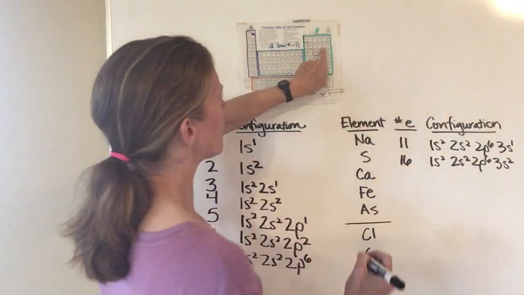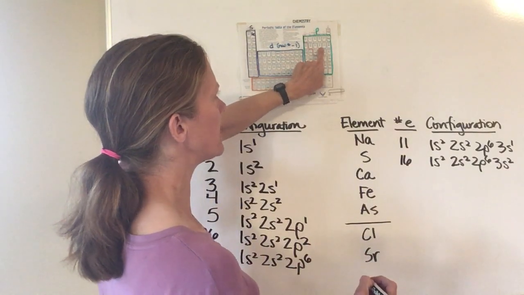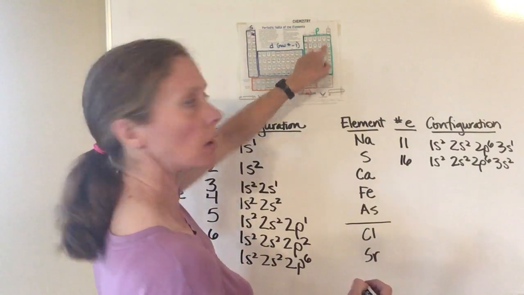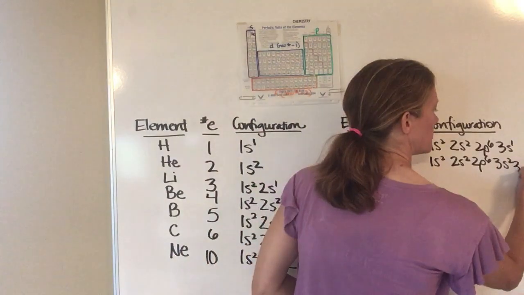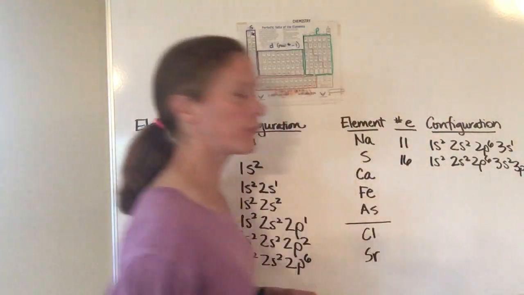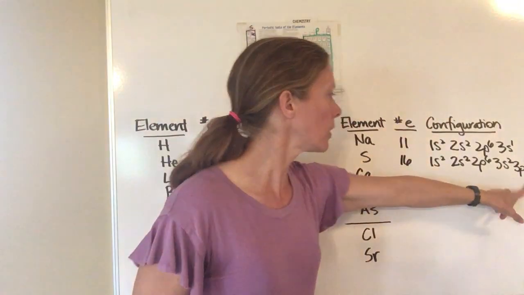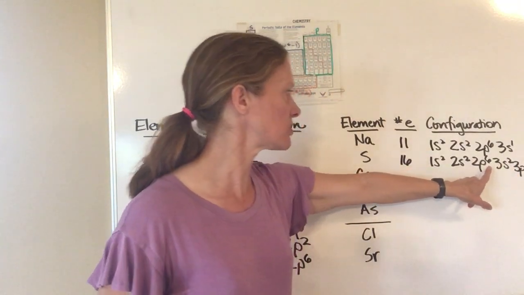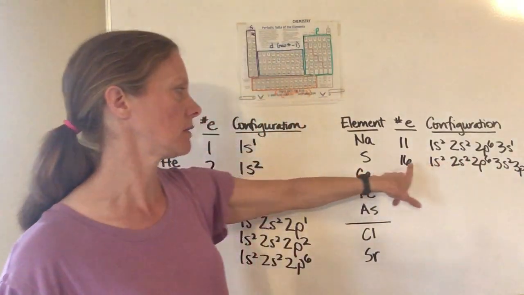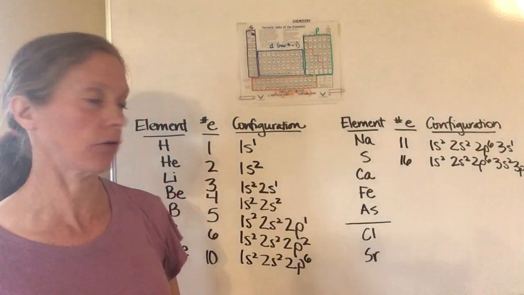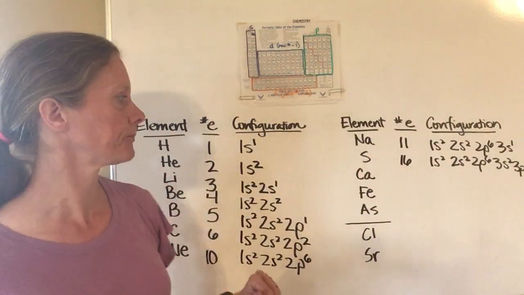3s2. Sulfur's actually in the third row in the p block. 1, 2, 3, 4 over. So that's going to give me 3p4. Okay? 4, 5, 6 plus 6 is 12, 13, 14, 15, 16. So I've got 16 electrons. Okay? It should all add up by the time you get done.